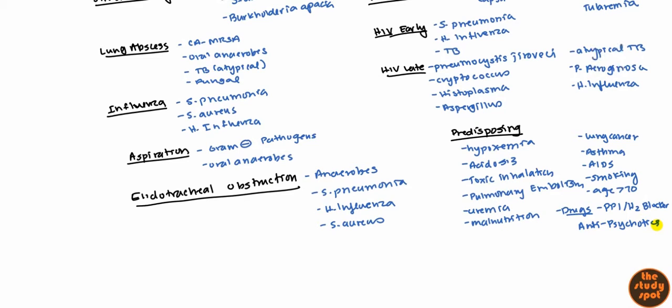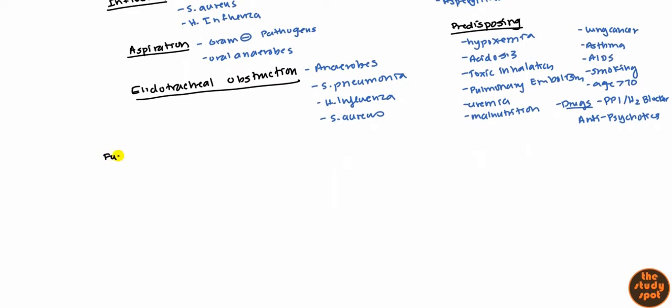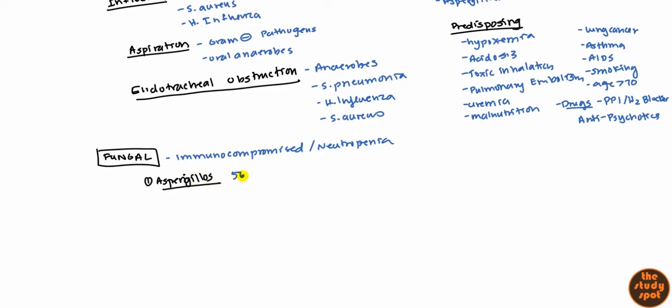Okay, so those are your basic causes. Before we move on to how to work up a patient, there are a few fungal causes which you do need to know. Fungal is most common in immunocompromised and neutropenic patients. So besides these patients, you don't really see it too often. The most common fungal infection is Aspergillus, which is 56% of fungal infections. Cryptococcus is found in the soil.